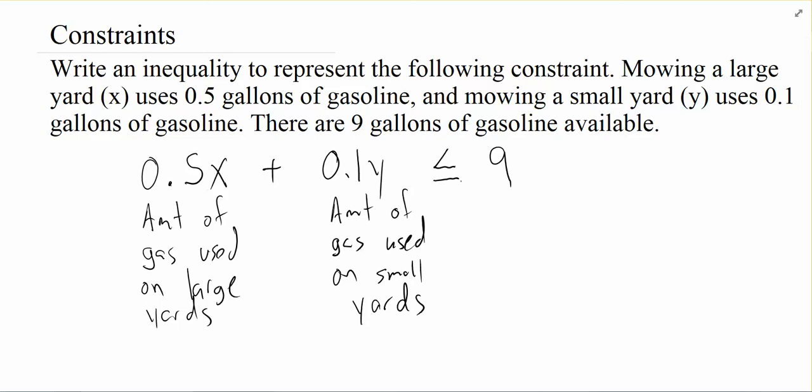Now, we don't want greater than 9, because if we need more than 9 gallons of gasoline, we don't have enough. We're not going to be able to finish that lawn. There's going to be a couple strips of tall grass left. We don't want that. So this is how we're going to create an inequality.